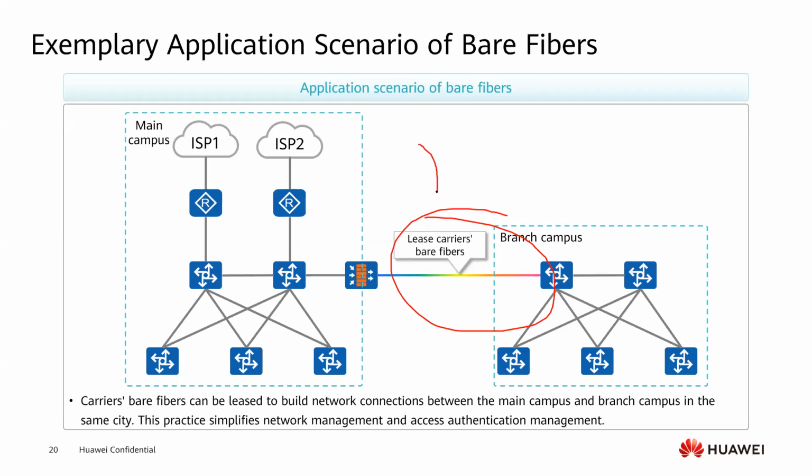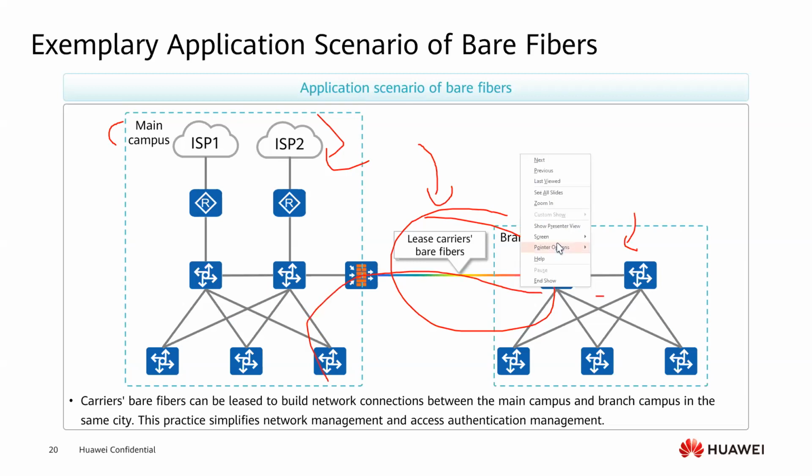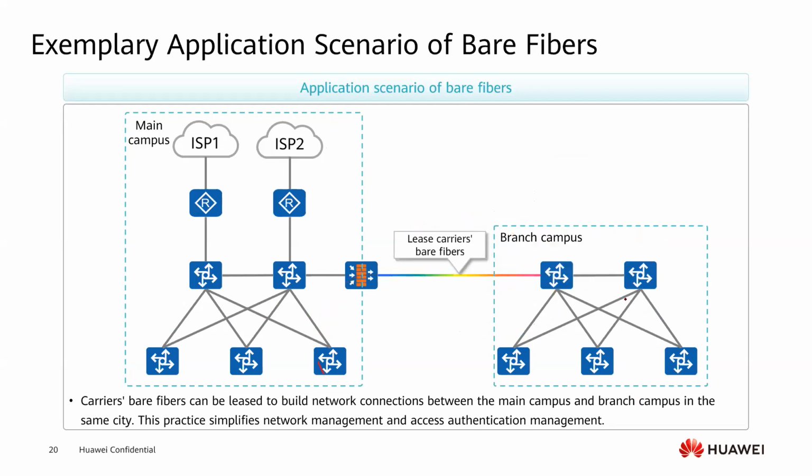So here's an example. This is for the college. A college has two campuses, one is the main campus, another is a branch campus. If they want to create a connection, they can use bifiber, because most of the time those two branches are inside the same city. So the expenses will be okay.